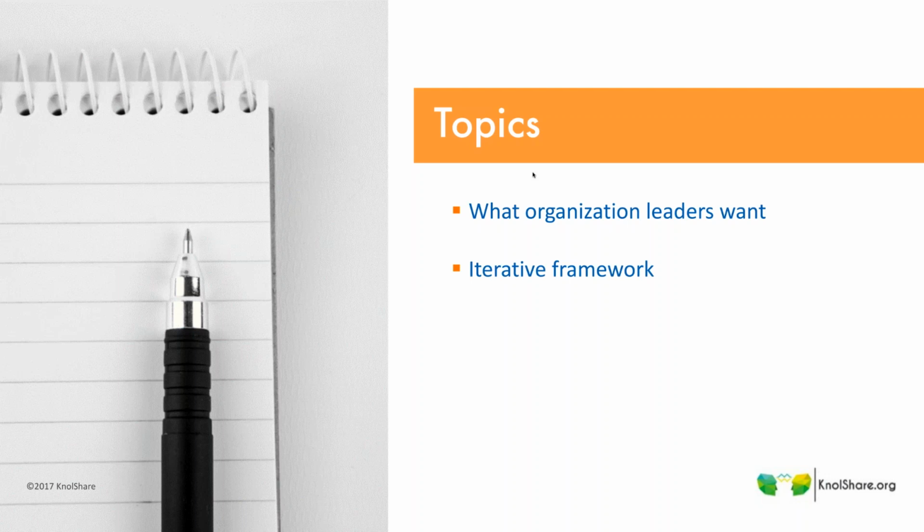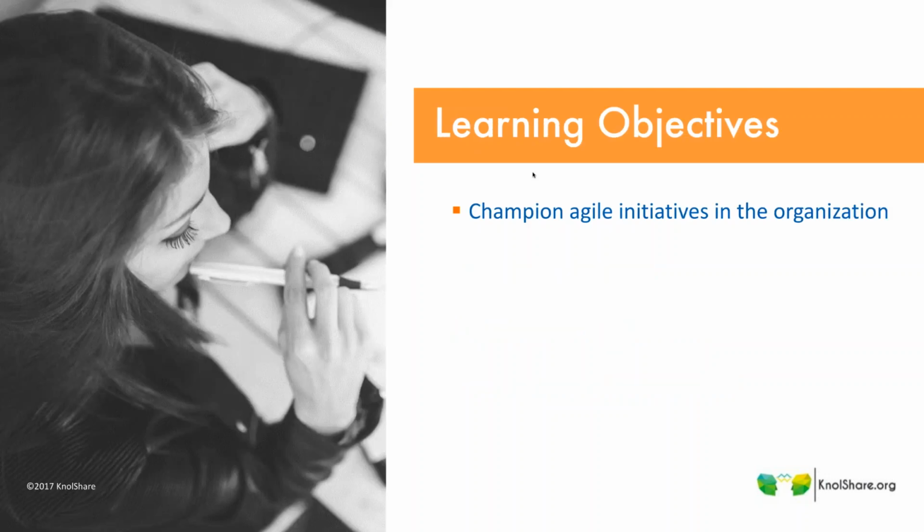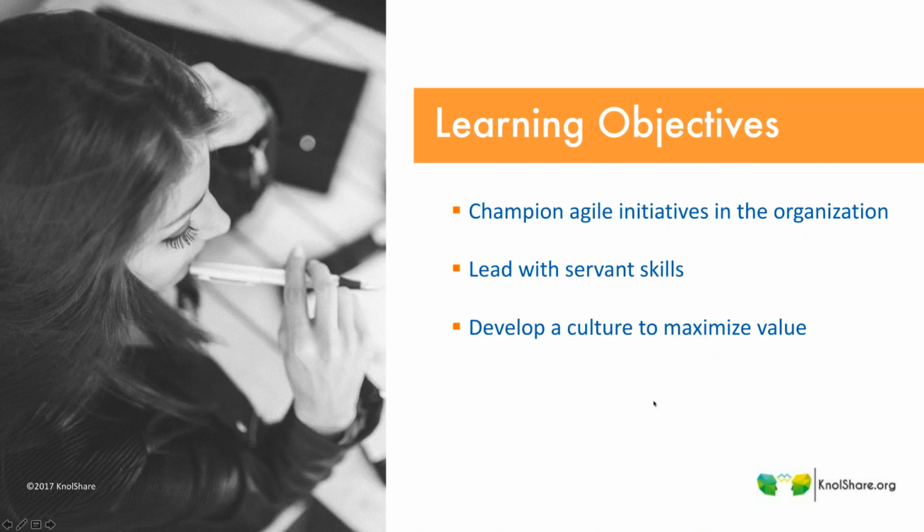Some of you may have seen Scrum before, but that will be part of the base conversation. We want to understand business value, and we'll share an enterprise balanced scorecard that we adapted from the Scaled Agile framework. So our learning objectives are that we want you to be able to champion Agile initiatives in your organization, lead with servant skills, and then develop a culture to maximize value.